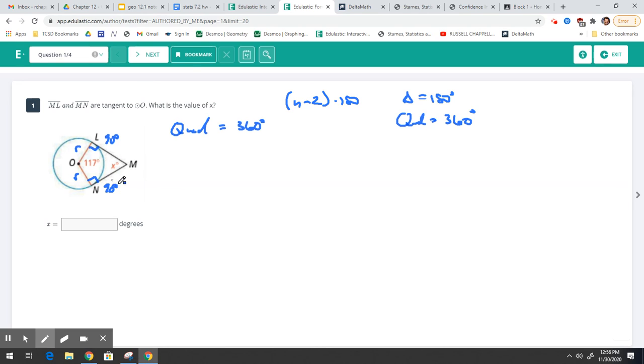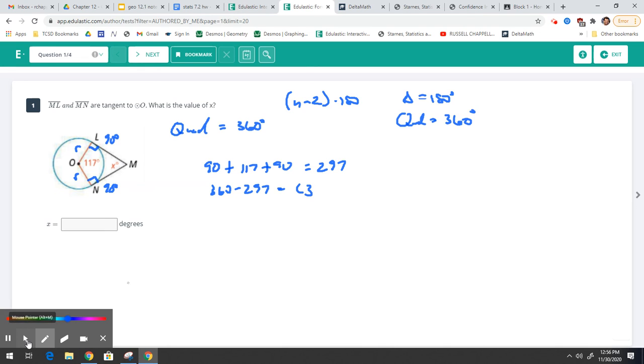I'm going to add the three angles I know. So 90 plus 117, sorry for the lag, plus 90. The three angles I know add up to 297. So take that number and subtract it from 360. When I do that, I get 63. And that should be the measure of angle X, 63 degrees.